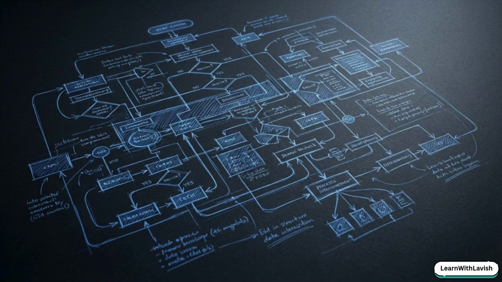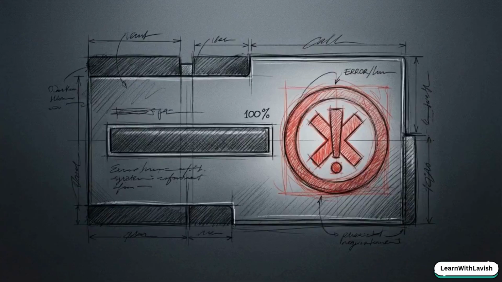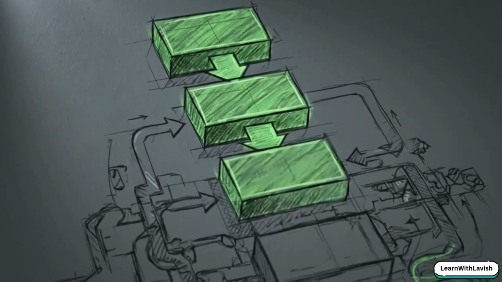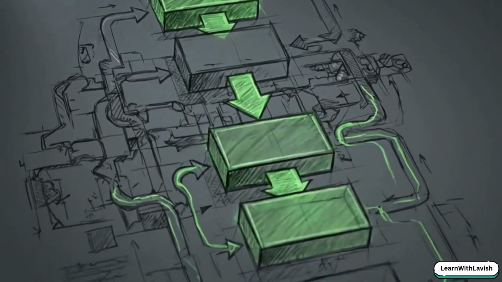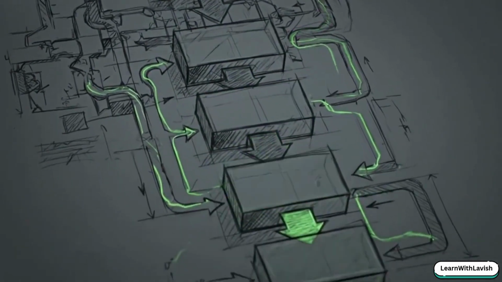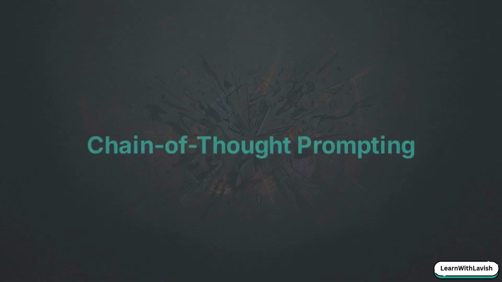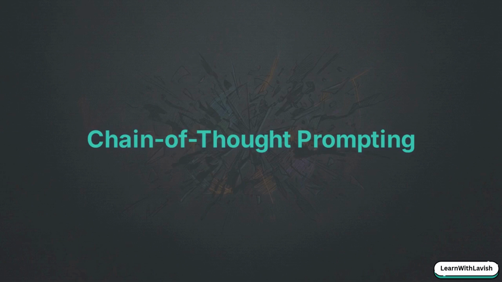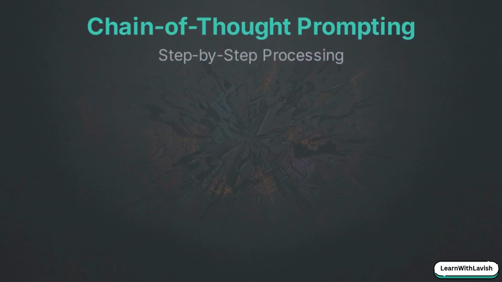If you give a language model a complex task, it often attempts to predict the final answer too quickly, which leads to errors. You have to force the system to use structured reasoning. This creates a clear, logical path toward the final recommendation. We do this using chain-of-thought prompting. We instruct the AI to process the problem step by step.